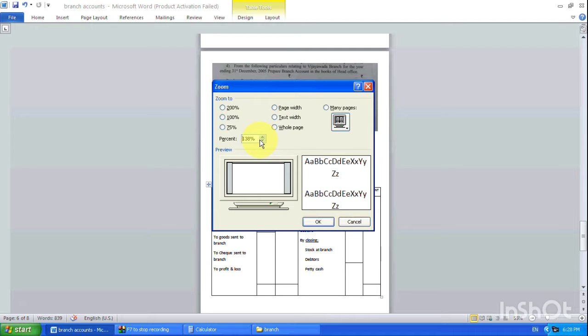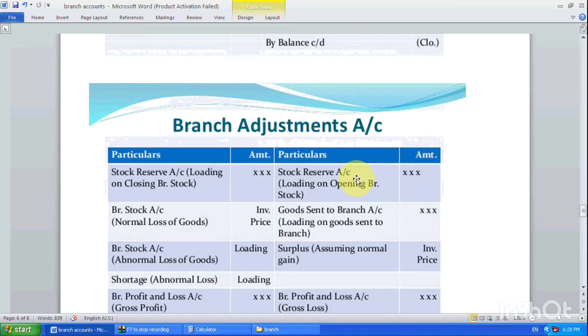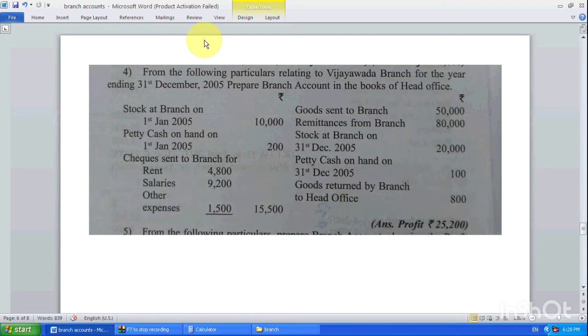Here is question number 4. This is some of the stock accounts which I have prepared. From the following particulars related to Vijayawada branch for the year ended 31st December 2005, prepare branch account in the books of head office. So we have to prepare the branch account only in the books of head office.